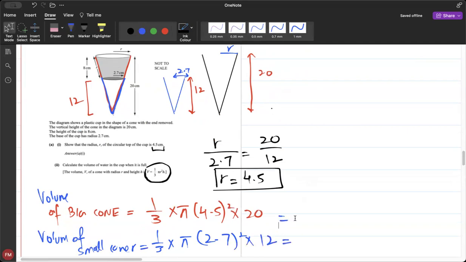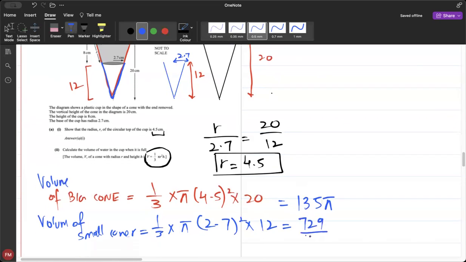If I were to calculate both of them, I believe the first answer is going to be 135 pi. You can convert this into a fraction. And the second one should be kind of weird, but that's completely fine. That's going to be 729 over 25 pi.